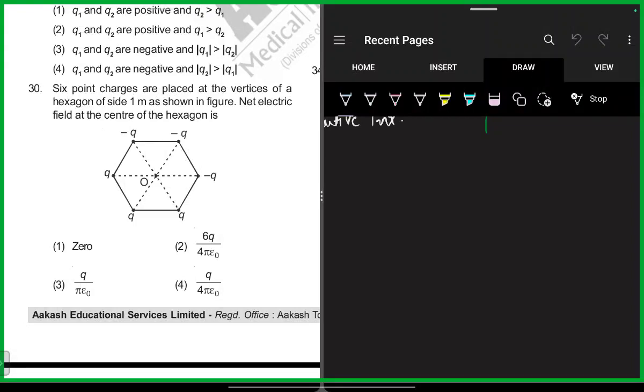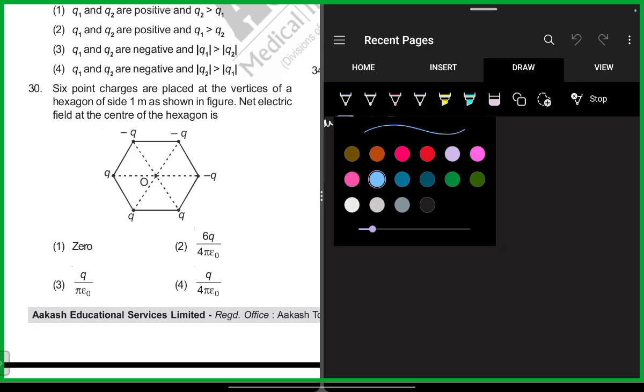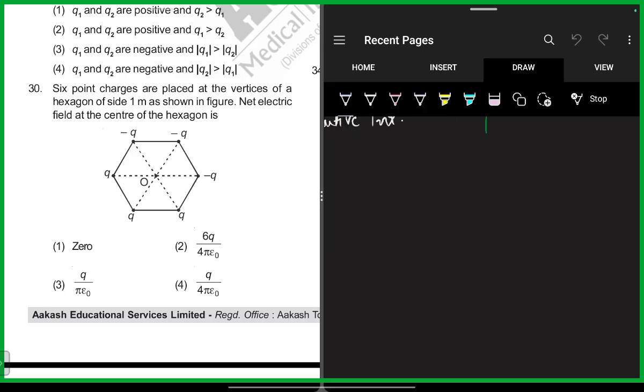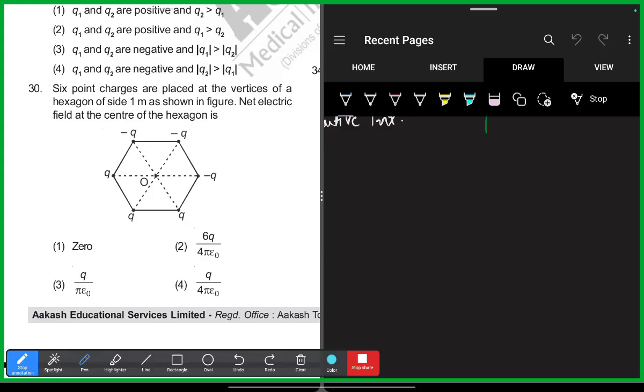Six point charges are placed at the vertices of a hexagon of side length 1 meter. What is the net electric field at the center of the hexagon? That is what we need to find.